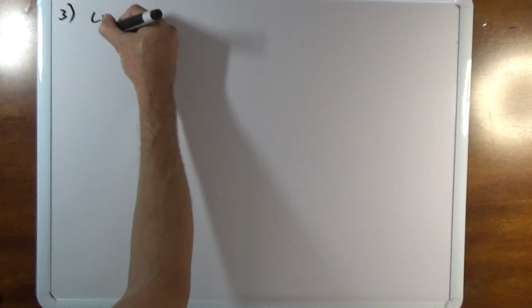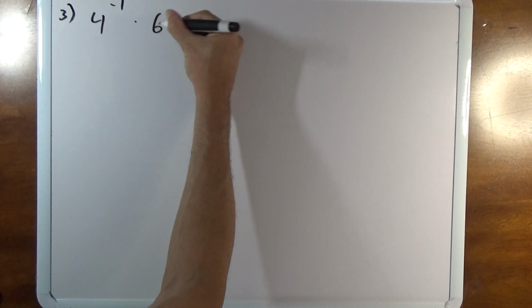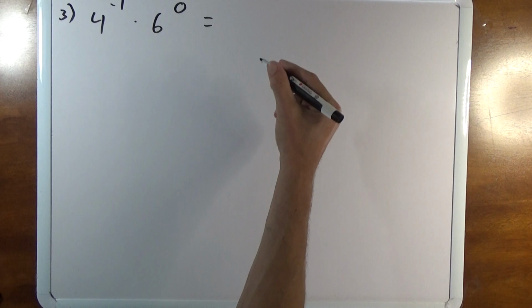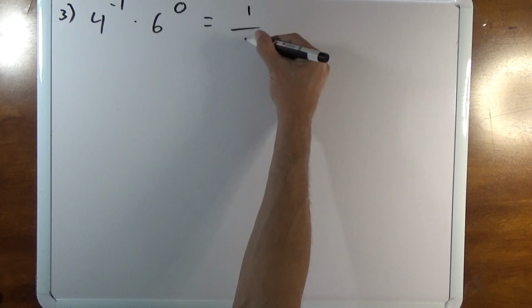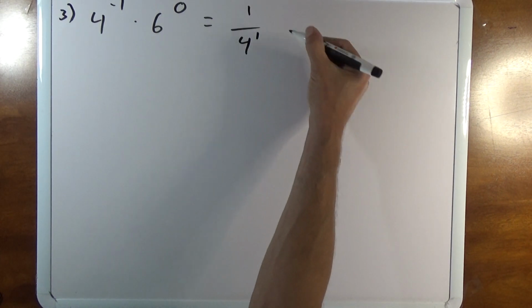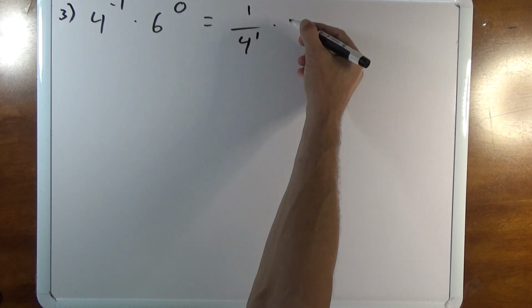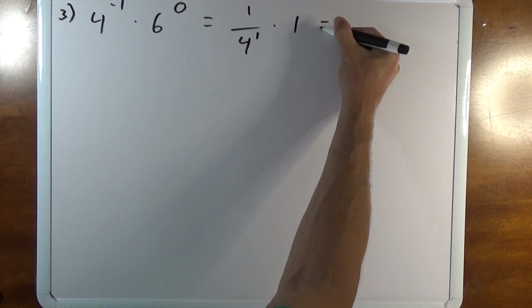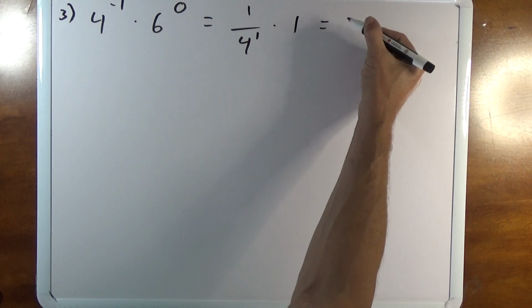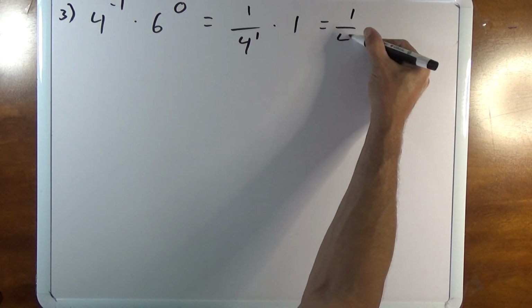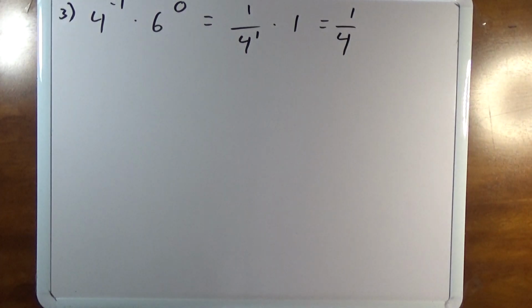3 says 4 to the -1 times 6 to the 0. Okay, so 4 to the -1 is 1 over 4 to the 1. And any non-zero number to the 0 power is 1. 4 to the 1st is just 4. Times 1 is still 1/4.